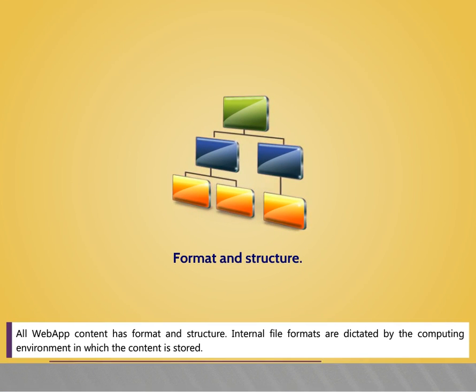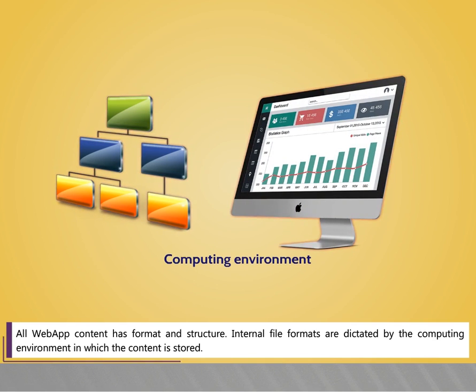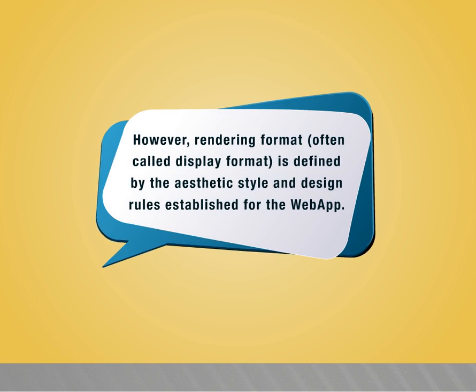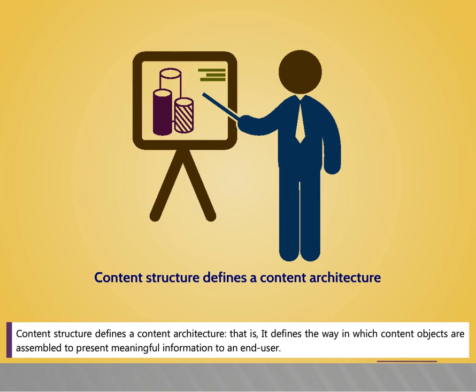All web app content has format and structure. Internal file formats are dictated by the computing environment in which the content is stored. However, rendering format, often called display format, is defined by the aesthetic style and design rules established for the web app. Content structure defines a content architecture, that is, it defines the way in which content objects are assembled to present meaningful information to an end user.